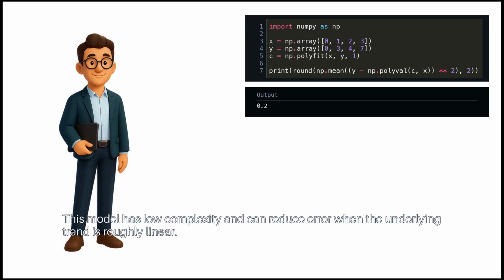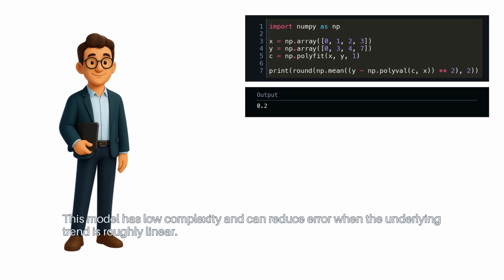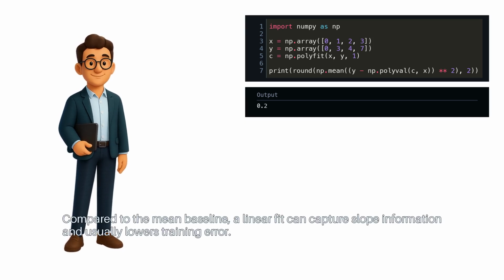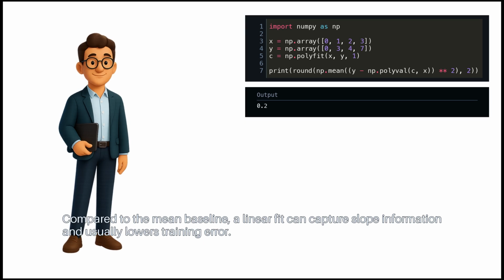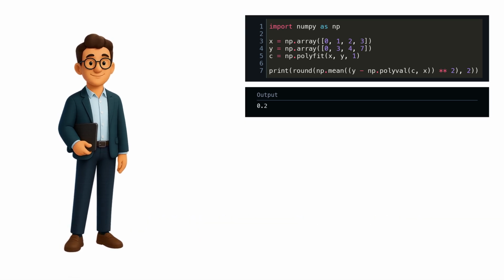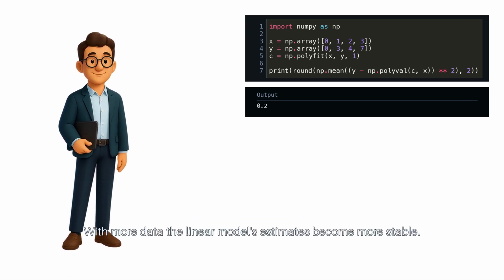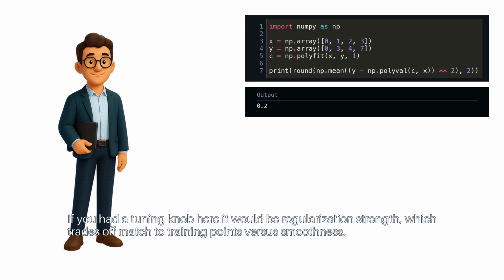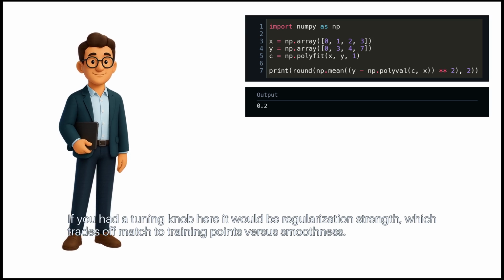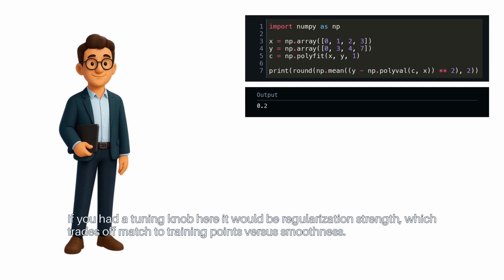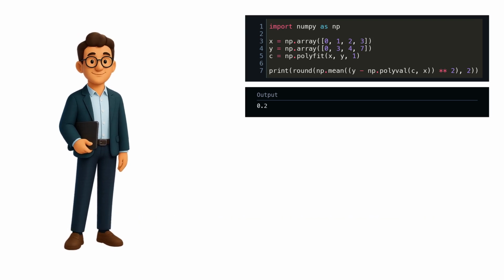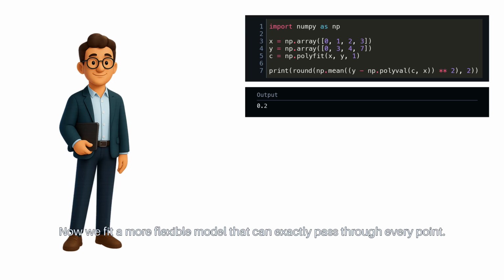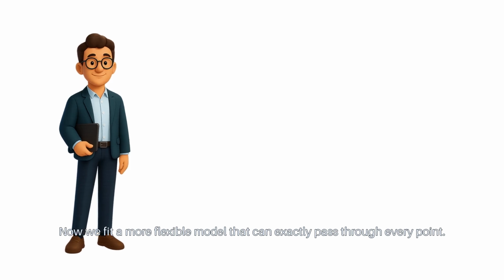This model has low complexity and can reduce error when the underlying trend is roughly linear. Compared to the mean baseline, a linear fit can capture slope information and usually lowers training error. With more data, the linear model's estimates become more stable. If you had a tuning knob here, it would be regularization strength, which trades off match to training points versus smoothness. Now we fit a more flexible model that can exactly pass through every point.